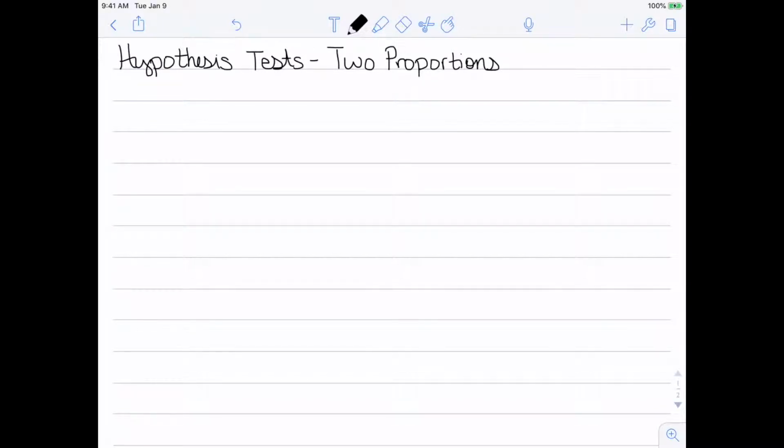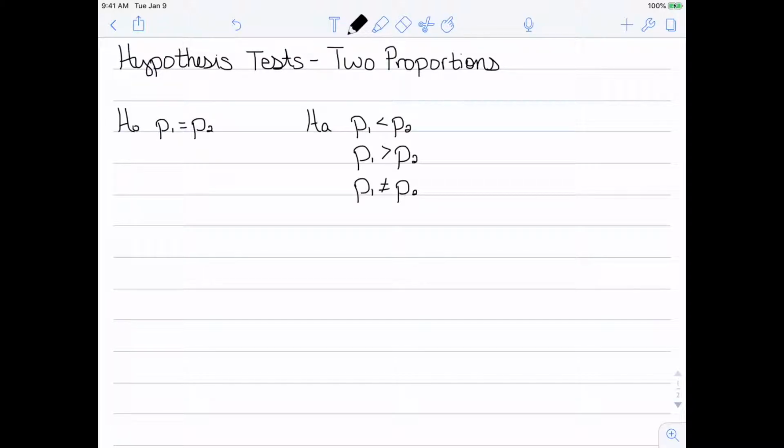Look at hypothesis tests for two proportions. Now that we've done confidence intervals, let's look at hypothesis testing for two proportions. So we need to start with our hypotheses. When we did hypothesis testing with two means, we used mu1 equal to mu2 for our null hypothesis. Now that we're dealing with proportions, we'll use p1 equal to p2.